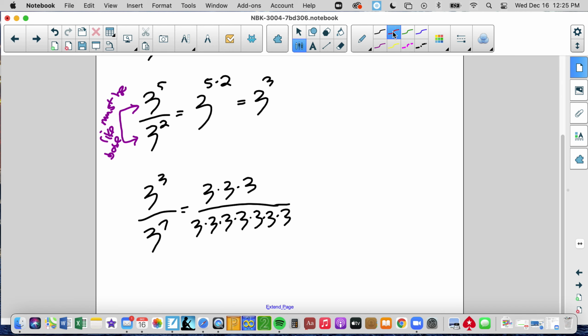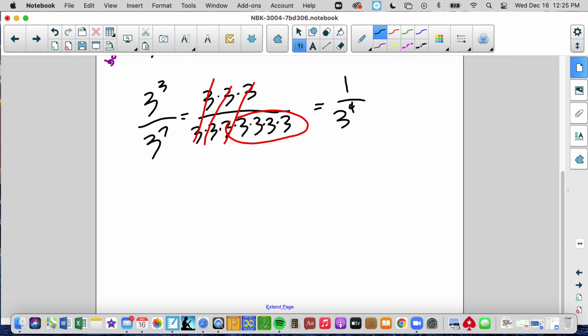And again, a 3 in the numerator cancels with a 3 in the denominator, and we're left with 1 over 3 to the 4th. So notice we had an excess in the denominator. If we use that subtraction technique, when we divide like bases, we can subtract their exponents. So 3 to the 3rd over 3 to the 7th is 3 to the 3 minus 7, which would give us 3 to the negative 4.